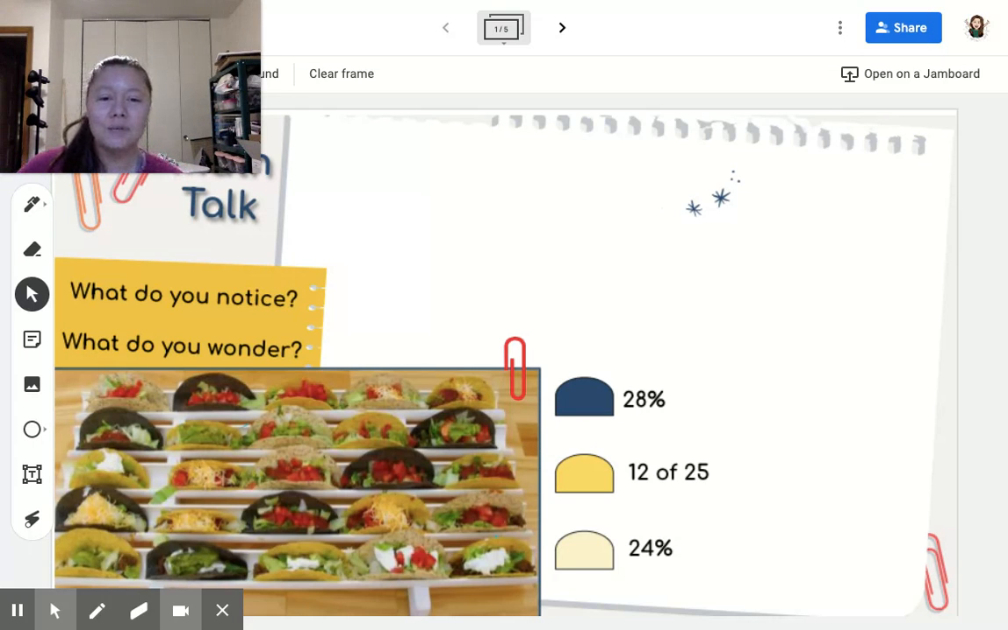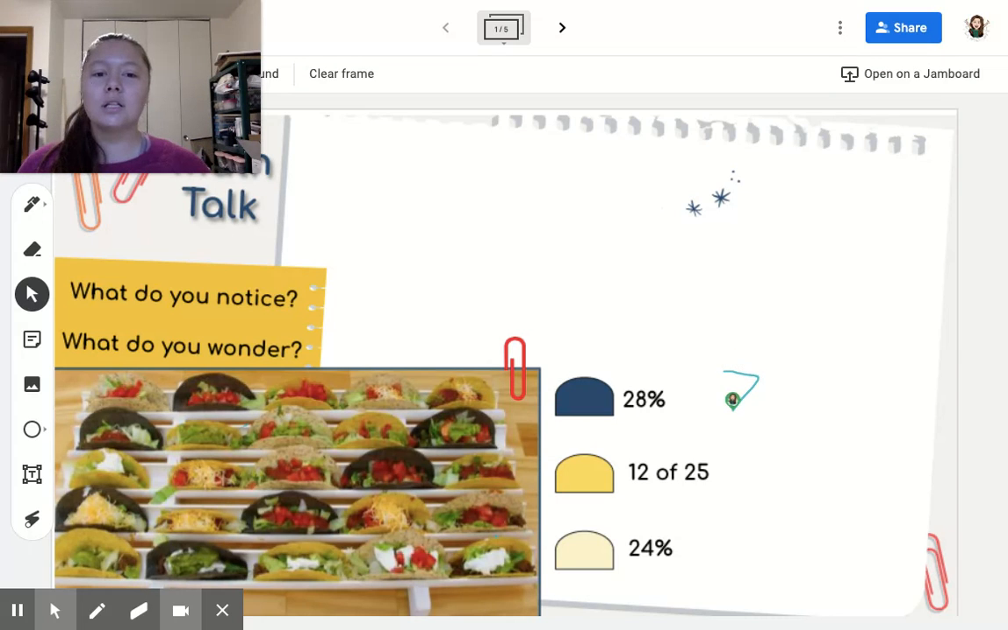You may have noticed that we've got these percents on the side. So 28% of those tacos are the blue corn ones. You see that 12 out of 25 are the yellow ones. So you could find that percent, right? And then 24% are the white ones. So we could count and see how many are the blue ones, right? Like we could count and see that there are 7 blue tacos.